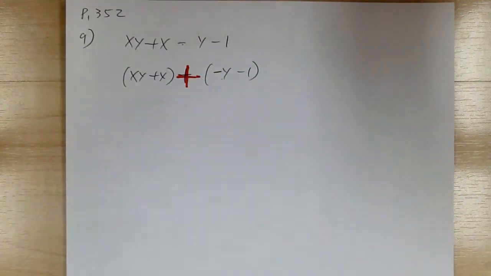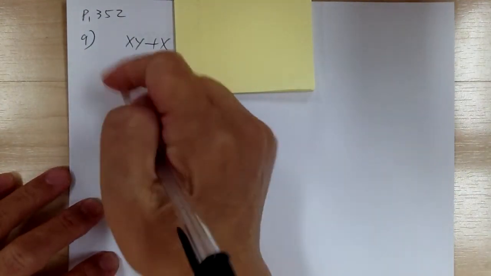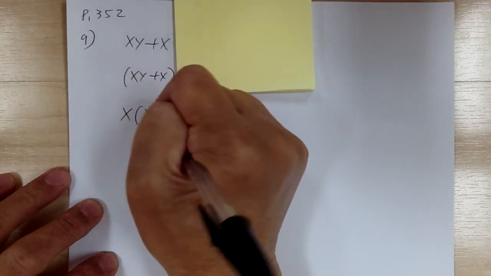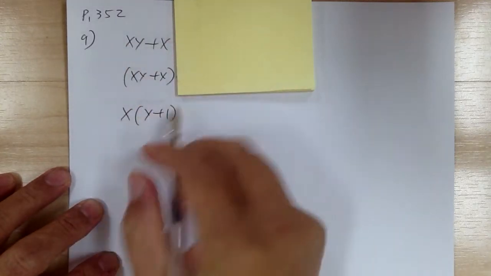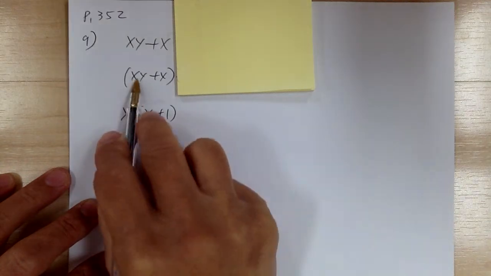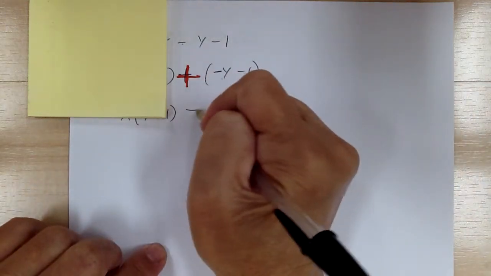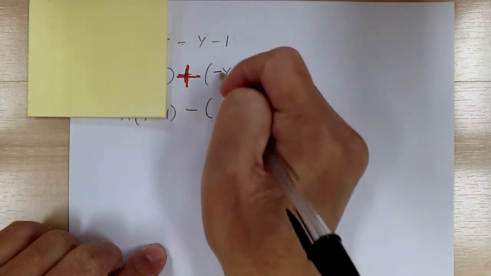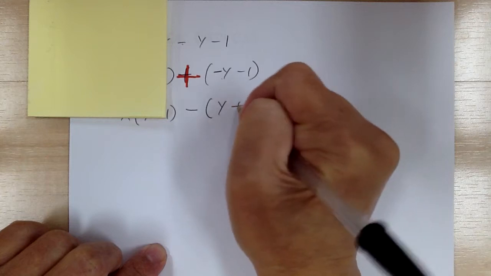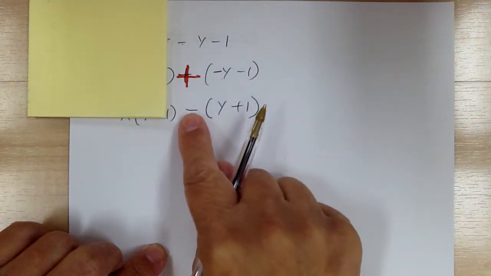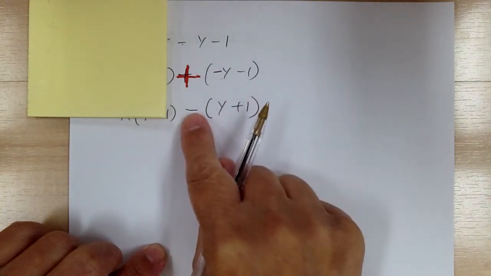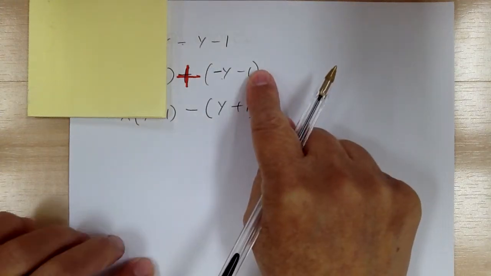Okay, so the first part, the x can come out. So you're going to get y plus 1. Again, when you factor everything out, it's 1, right? You can check. X times y gives you xy, x times 1 gives you x. Okay, over here, there's a negative, so you have to factor the negative, and that's all you can factor out. So factor out the negative, you get y plus 1. Okay, and you can check.